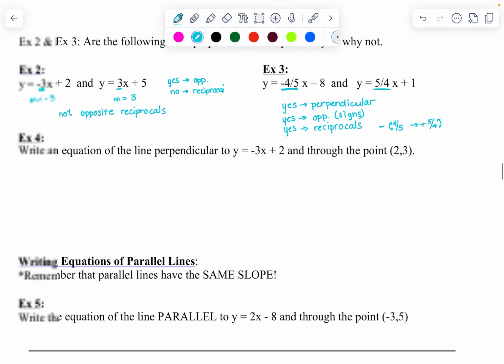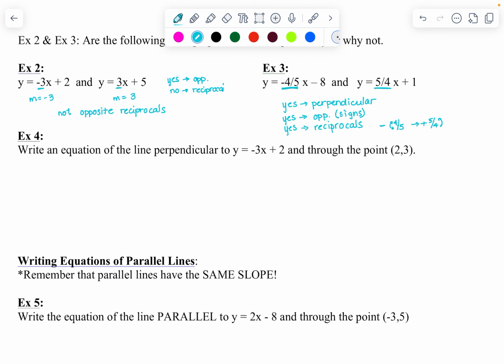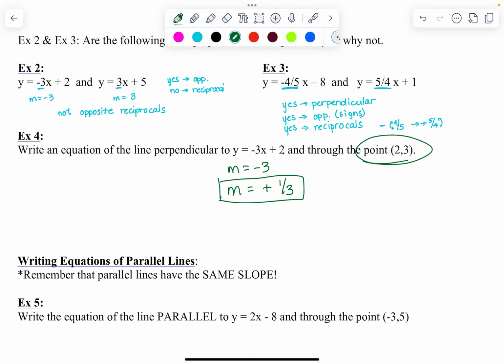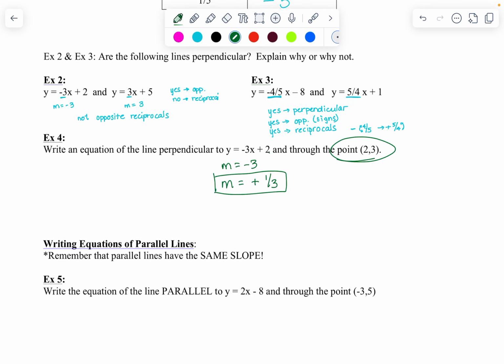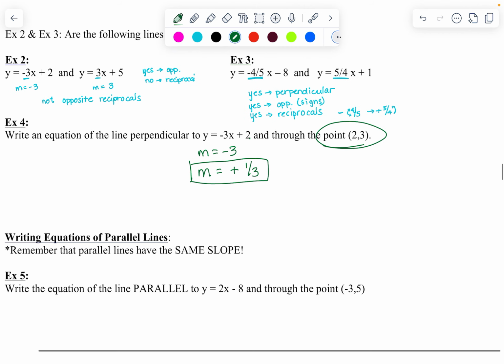Okay, so now we're going to write an equation of the line that is perpendicular to y equals negative 3x plus 2. So identify your slope. Your slope is negative 3 here. The opposite reciprocal would be a positive 1/3. So this is the slope we're working with. This is the point we're working with. Point slope form, and whenever it says write an equation, we want it to be in y equals mx plus b format.